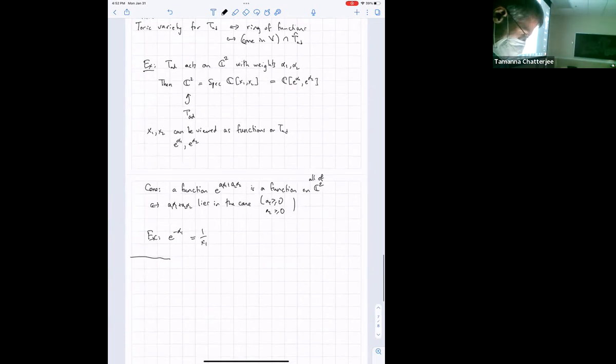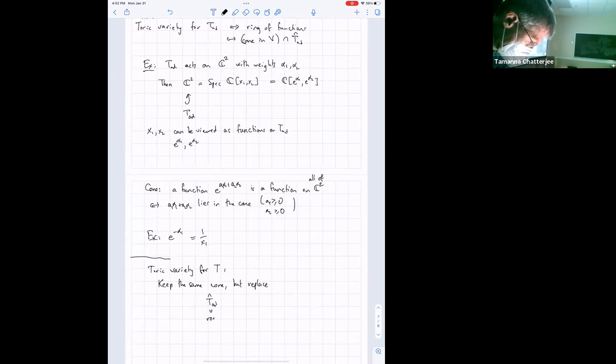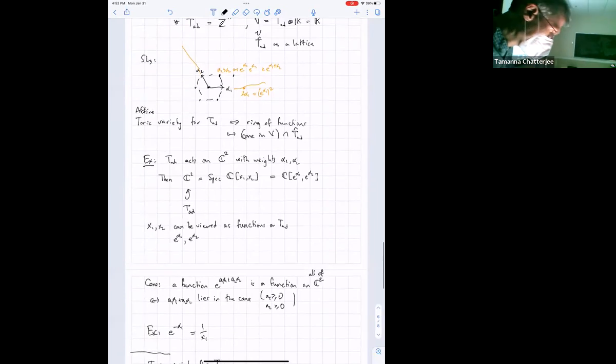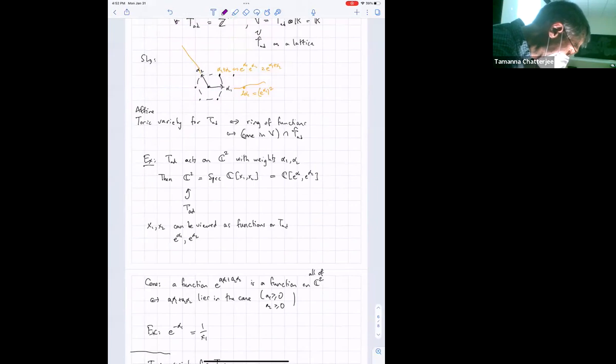So what you can do to make your toric variety for T, you keep the same cone, but replace T hat ad, which is the root lattice, by T hat, which is the weight lattice. So you get more functions here. I'm not going to try and draw this, but you get something like λ1, or I guess this is λ2 here, and you're going to get all the alphas plus all the lambdas in there. You have the lattice that's generated by, instead of just α1 and α2, α1, λ1, λ2, and α2.